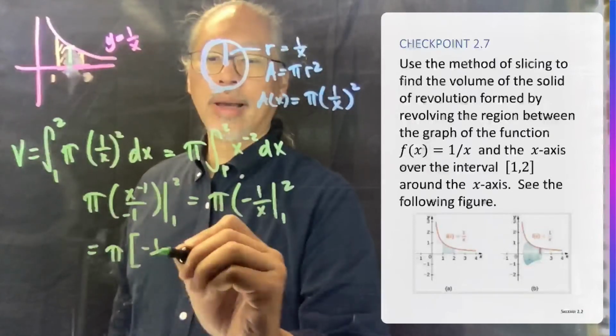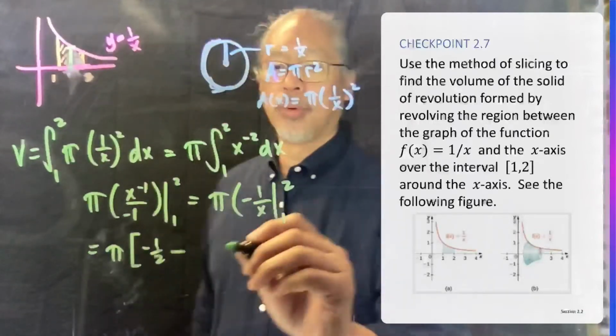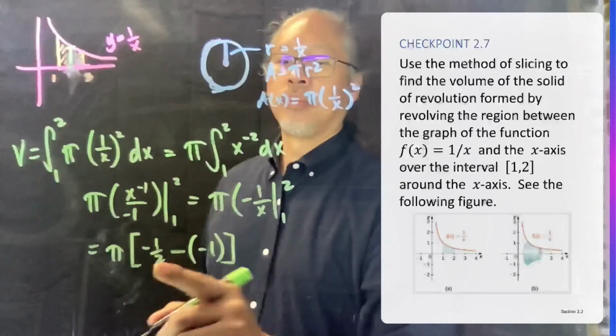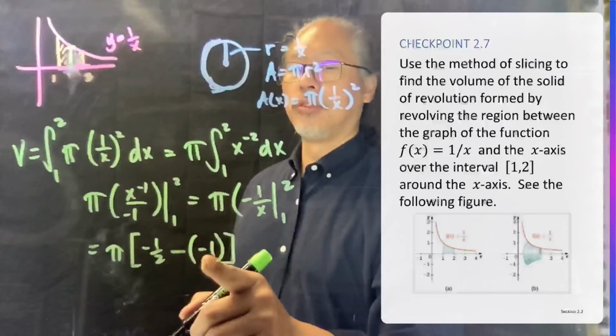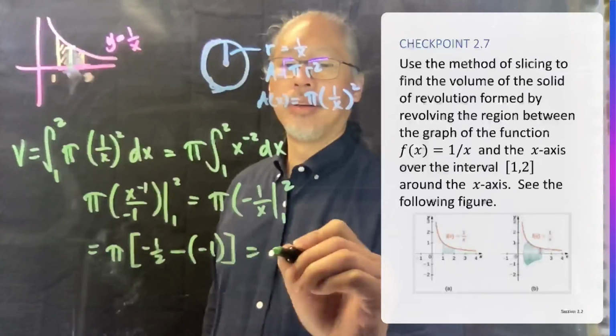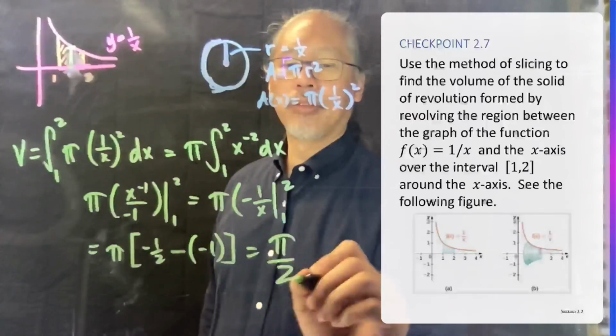That will give us negative 1/2, minus, and let's put 1 in there, that will give us a negative 1. And this is a positive 1 minus a half. That's going to be 1/2. That will be pi times 1/2, or pi over 2.